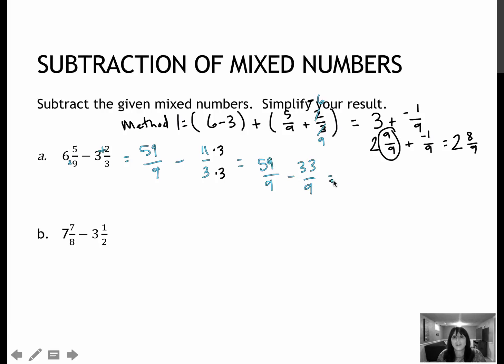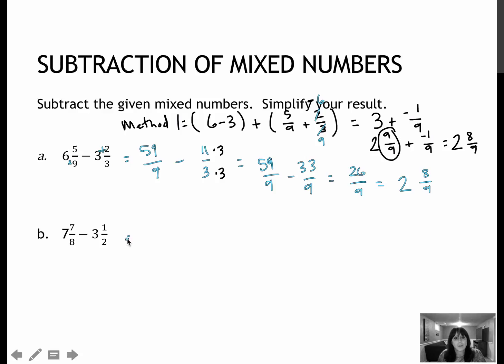59 minus 33 gives me 26/9. And then 9 goes into 26 2 times evenly with 8 left over. And so notice I do get the same answer, 2 and 8/9. Again, completely up to you which way makes more sense to you.